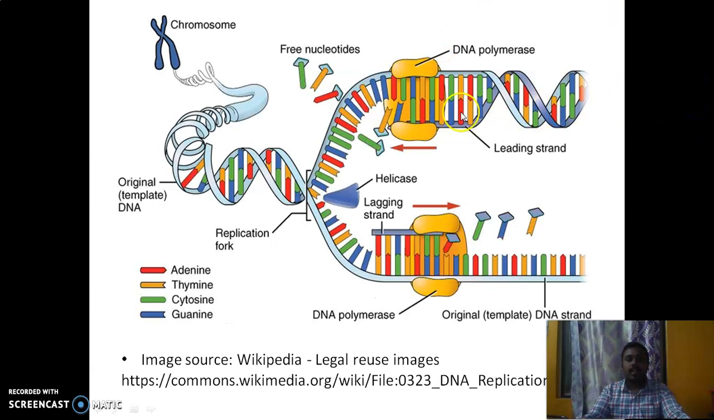So this is the final step where the leading and lagging strands have been fixed by the DNA polymerase and the proofreading is over, and finally you get two separate DNA molecules. This process is the first step in the central dogma of molecular biology, where one molecule of DNA gets converted into two molecules of DNA.